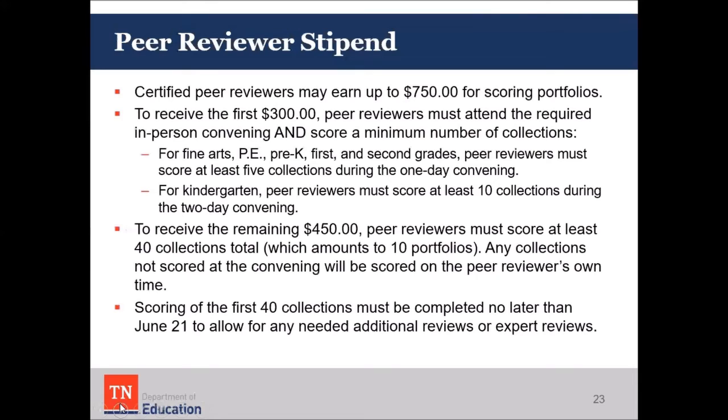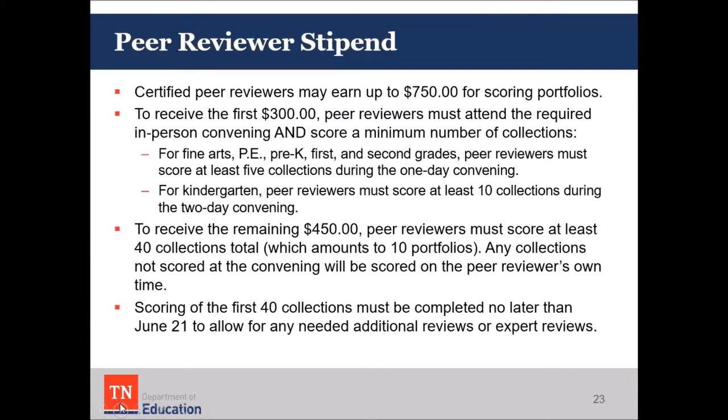So for fine arts, PE, pre-K, first and second grade, peer reviewers must score at least 5 collections during the one-day convening. And again, we're going to spend as short a time as needed, but as long as needed in the morning to review and answer questions from teachers as they approach the scoring on that day. But we're going to be very mindful that we have to dive into the scoring so that they can receive that in-person live support as they begin.